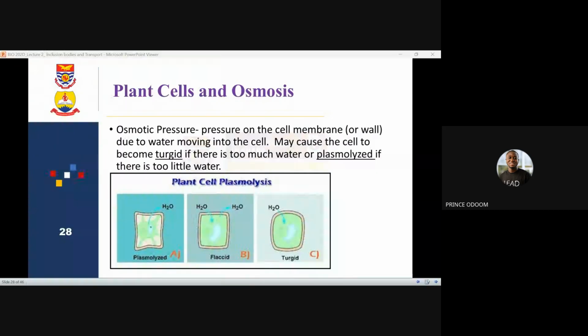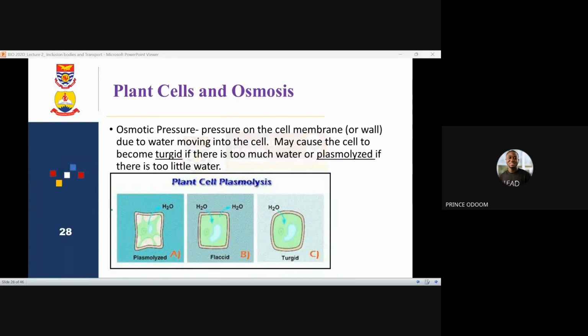When it's plasmolyzed, you can see that water is leaving the cell. When it is flaccid, there's no net gain of water because the concentrations are the same. So water enters and water leaves. Are we getting it? And when it is turgid, you can see that water is what? Entering. Are we getting it?